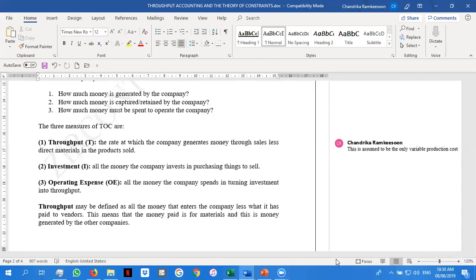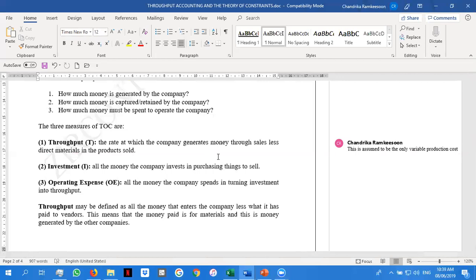Operating expense, all the money the company spends in turning investment into throughput. In other words, turning investment into units which can be sold, because remember, throughput is the rate at which the company generates money through sales, less direct materials. Now, as you might imagine, operating expense will include, say, labor and any machine time. Because all the money that the company would spend, for example, paying the workers for them to convert materials into sales.